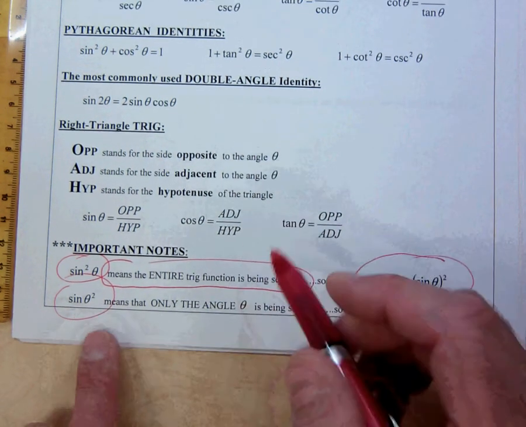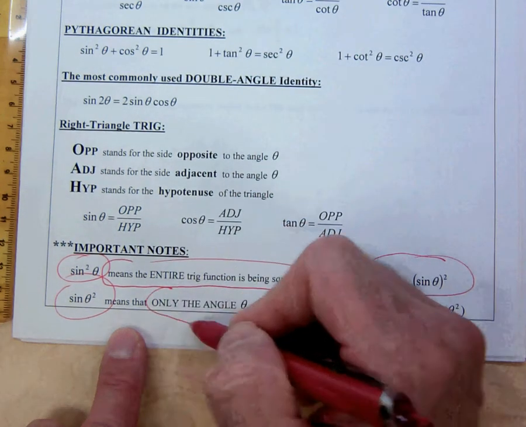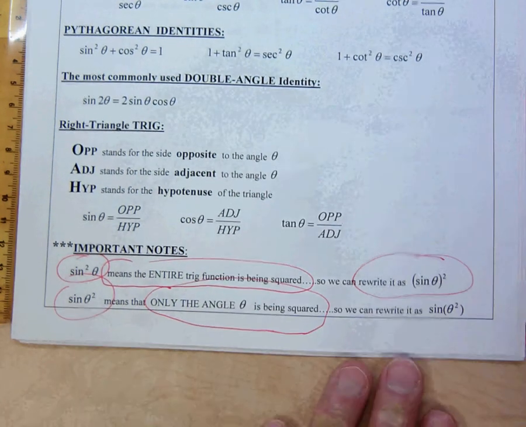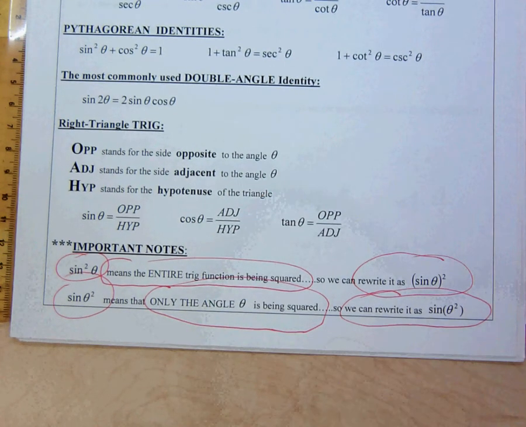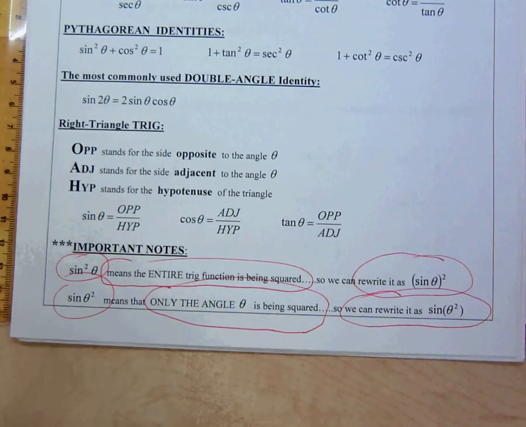What happens when I put the exponent there instead? Well, that means just the what? Only the angle is being squared, so how would you rewrite that so you don't mess it up? I would rewrite it as sine of, in parentheses, theta squared. Do you understand the difference? Do you understand they're not the same thing? You understand that? Okay, that's very, very important.